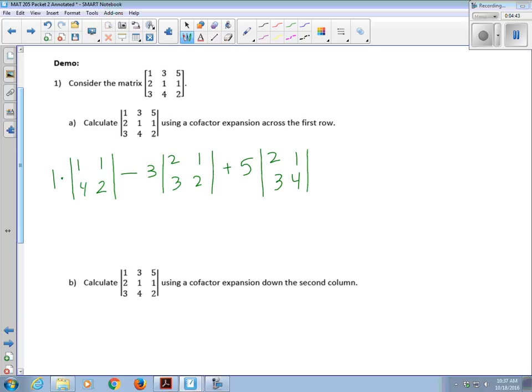Now I just have to calculate 2 by 2 determinants, which are easy, AD minus BC. So I have 1 times (2 minus 4 times 1), minus 3 times (2 minus 3 times 1), plus 5 times (2 times 4 minus 3 times 1). And that should come out to 20.